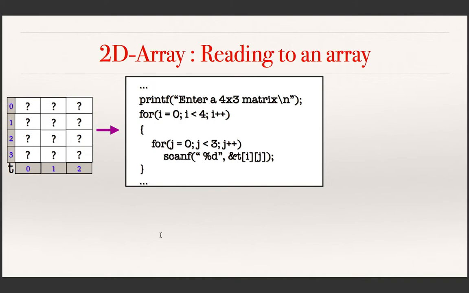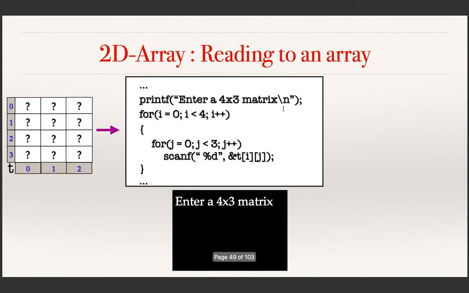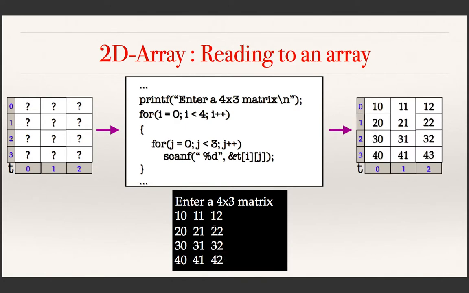Let us see how you can read elements into a matrix. Here in the example, there are 4 rows and 3 columns. So i varies from 0 to 3, which is 4 minus 1, and j varies from 0 to 2, which is 3 minus 1. The processing needed for each element is just reading it. If you execute this part of the code, this message will be printed, and assuming that the user has given these values, this matrix will be transformed into this state, with these values getting stored in the matrix.